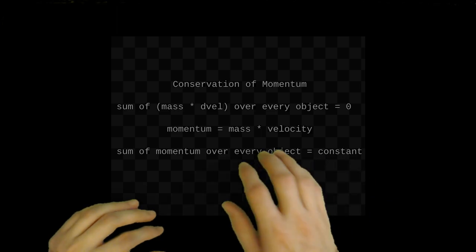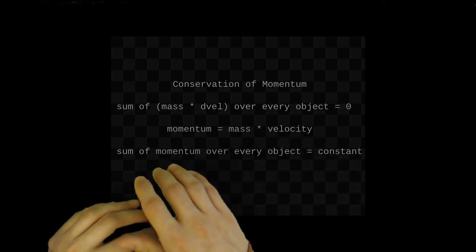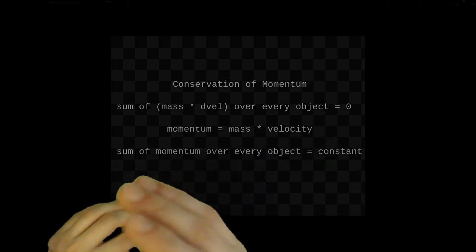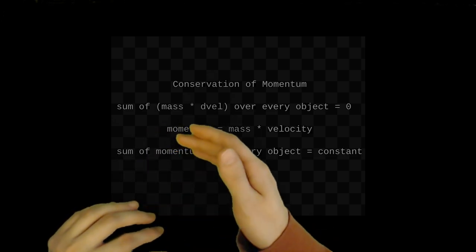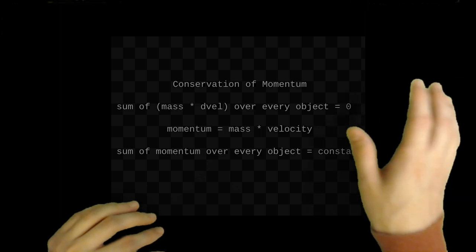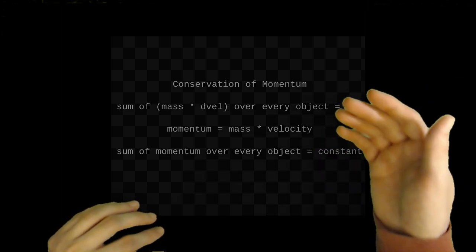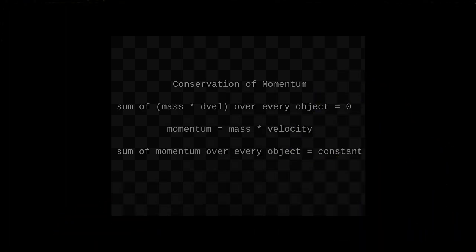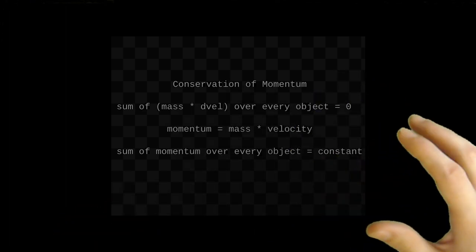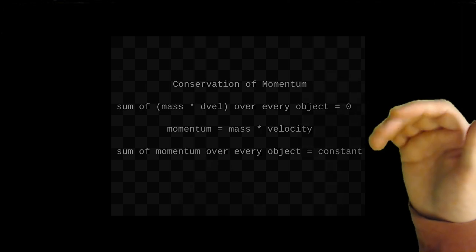Whatever the sum of all the objects' momentums are at the very beginning of the simulation when we first start is going to be exactly what the sums of the momentums are at any other later point in time, as long as we are always taking into account all of the forces and all of the objects. So yeah, this is conservation of momentum.